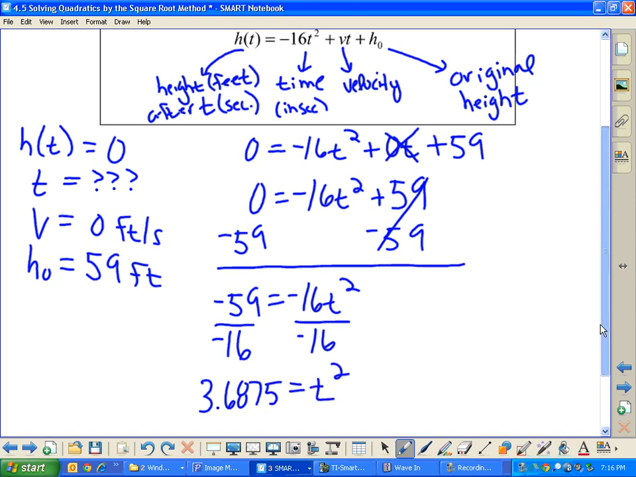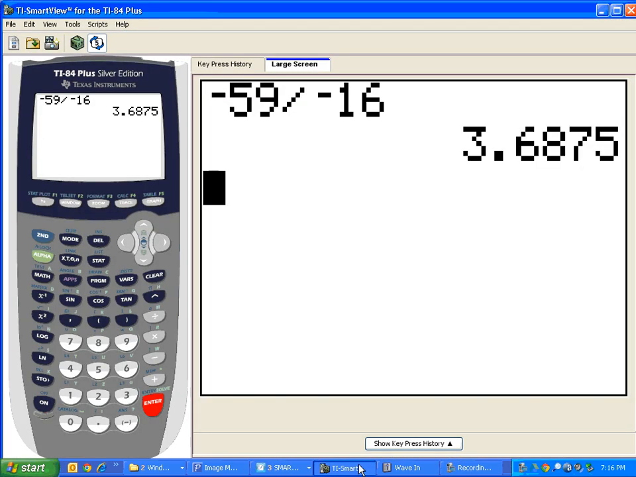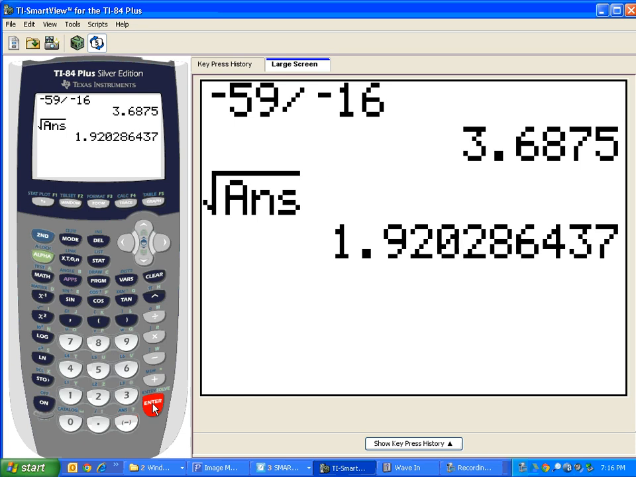I would then square root both sides. I want to show you a trick on your calculator to get this really nice and precise. If you press second square root, second answer, which is right above your negative sign right there, you don't have to type all of those glorious decimals in there. It'll paste it right underneath that radical.